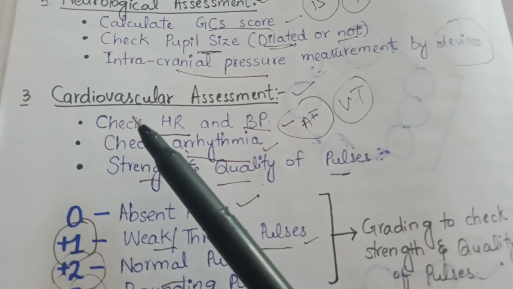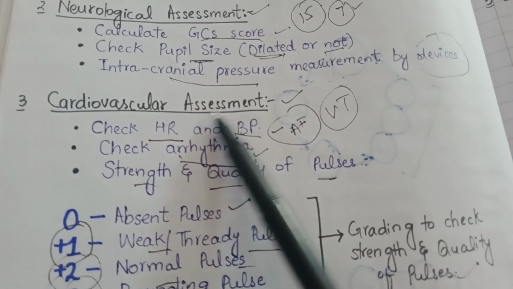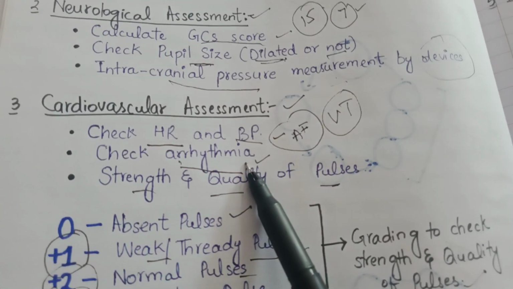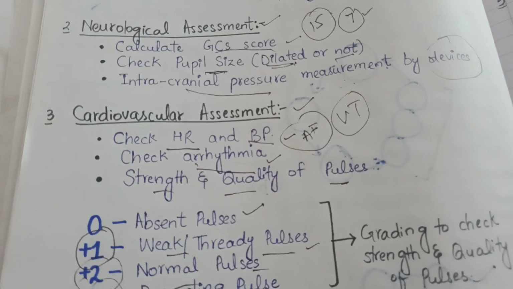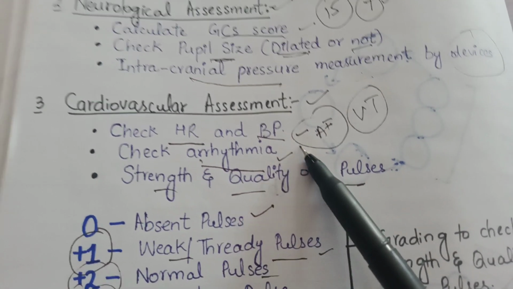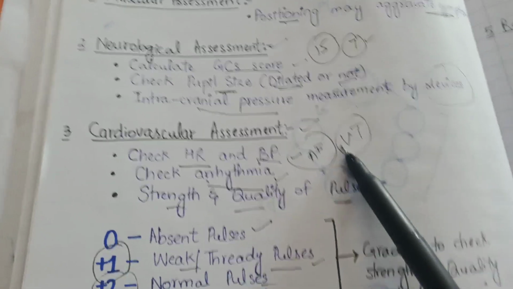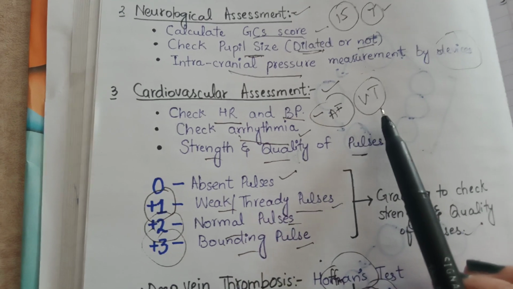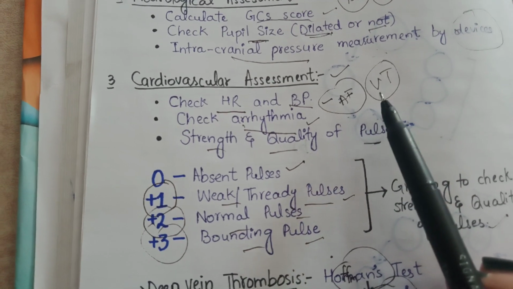Now we will discuss cardiovascular assessment. In cardiovascular assessment, we will check heart rate and blood pressure. Also, we will check for arrhythmia, and if arrhythmia is present, then physiotherapy is contraindicated, because arrhythmia is present in conditions of atrial fibrillation and ventricular tachycardia, and in both these conditions the patient is unstable and physiotherapy is contraindicated.